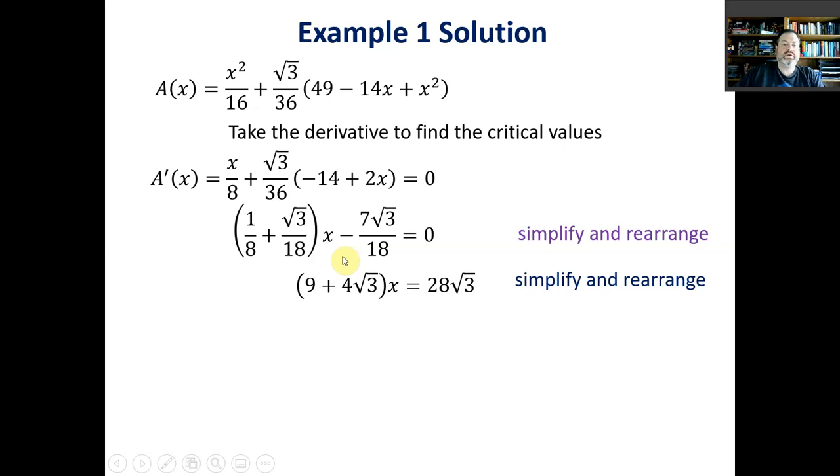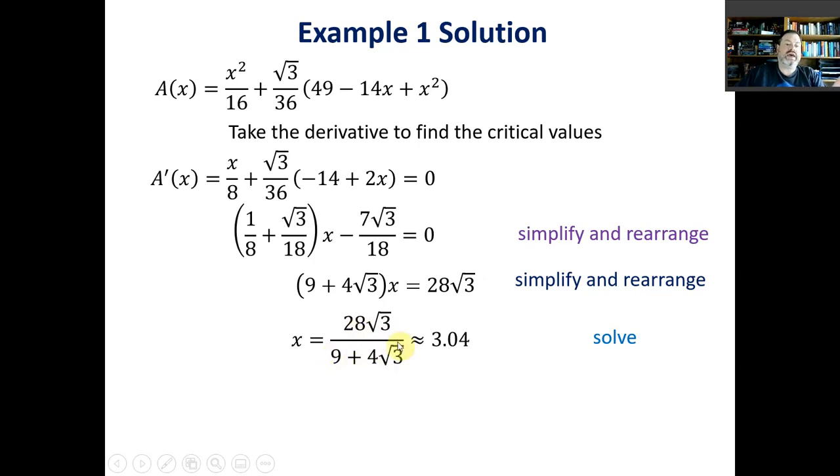Next, I moved this to the other side, and I multiplied through by 72 to get rid of the denominators. It works. You can try it. Next, I just solve for x. So x is 28 radical 3 over 9 plus 4 radical 3.